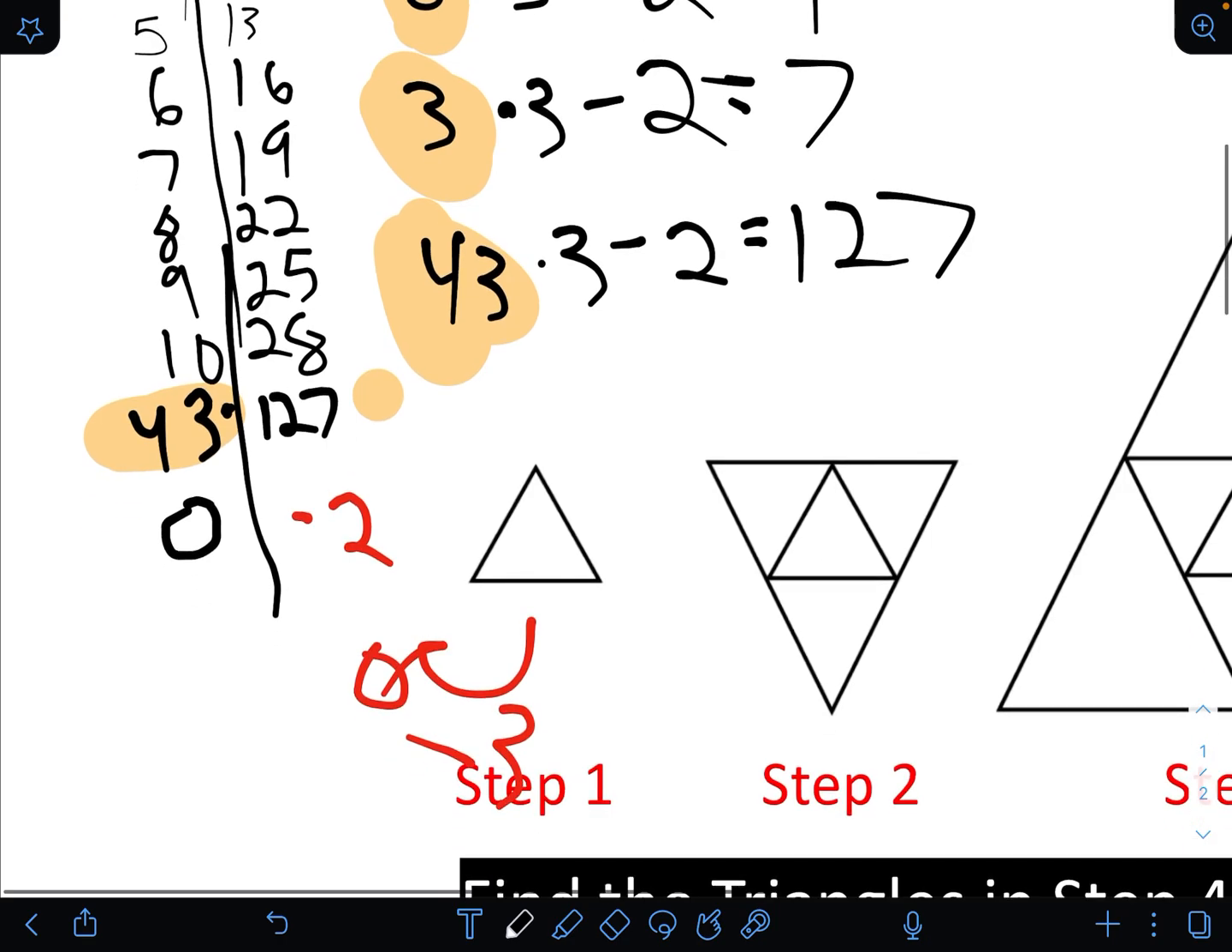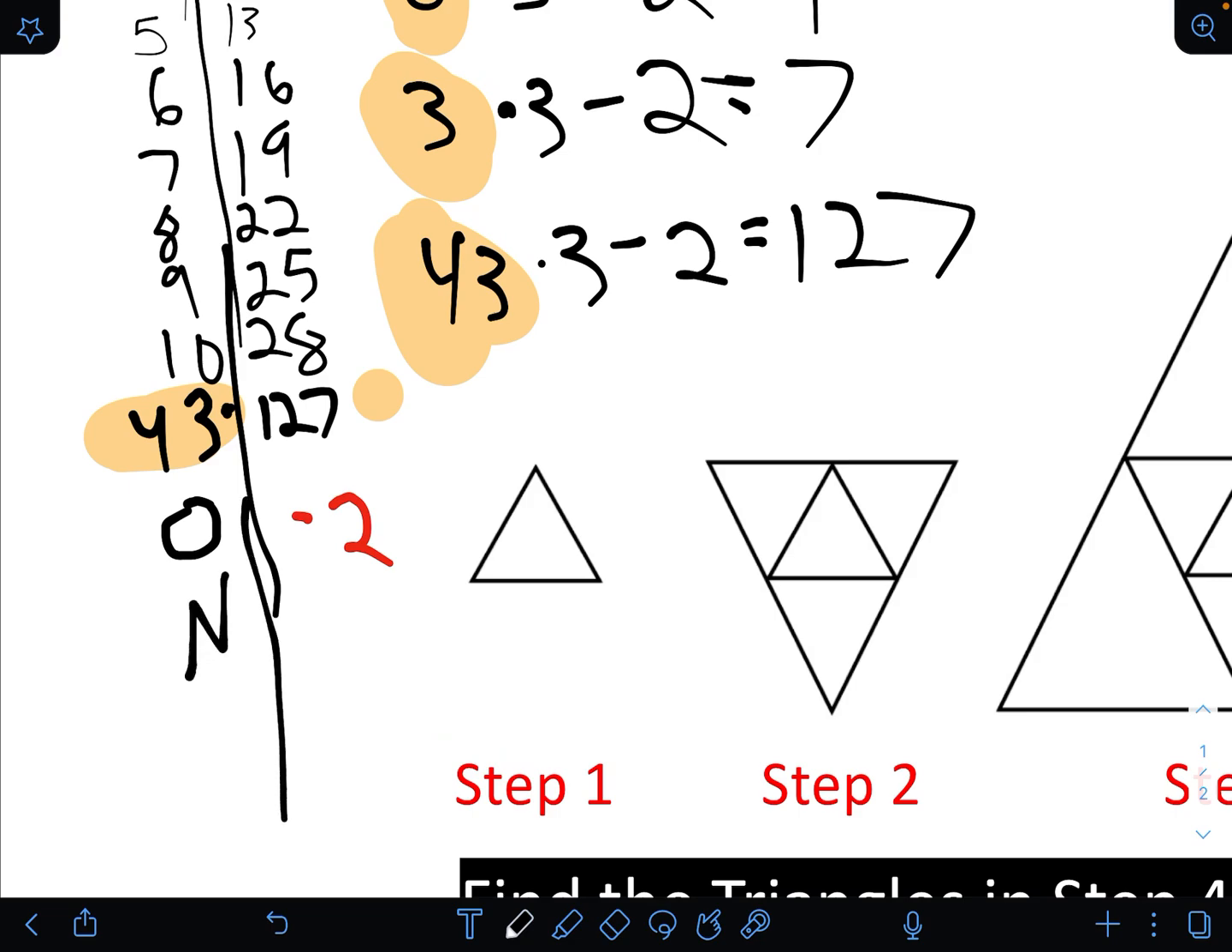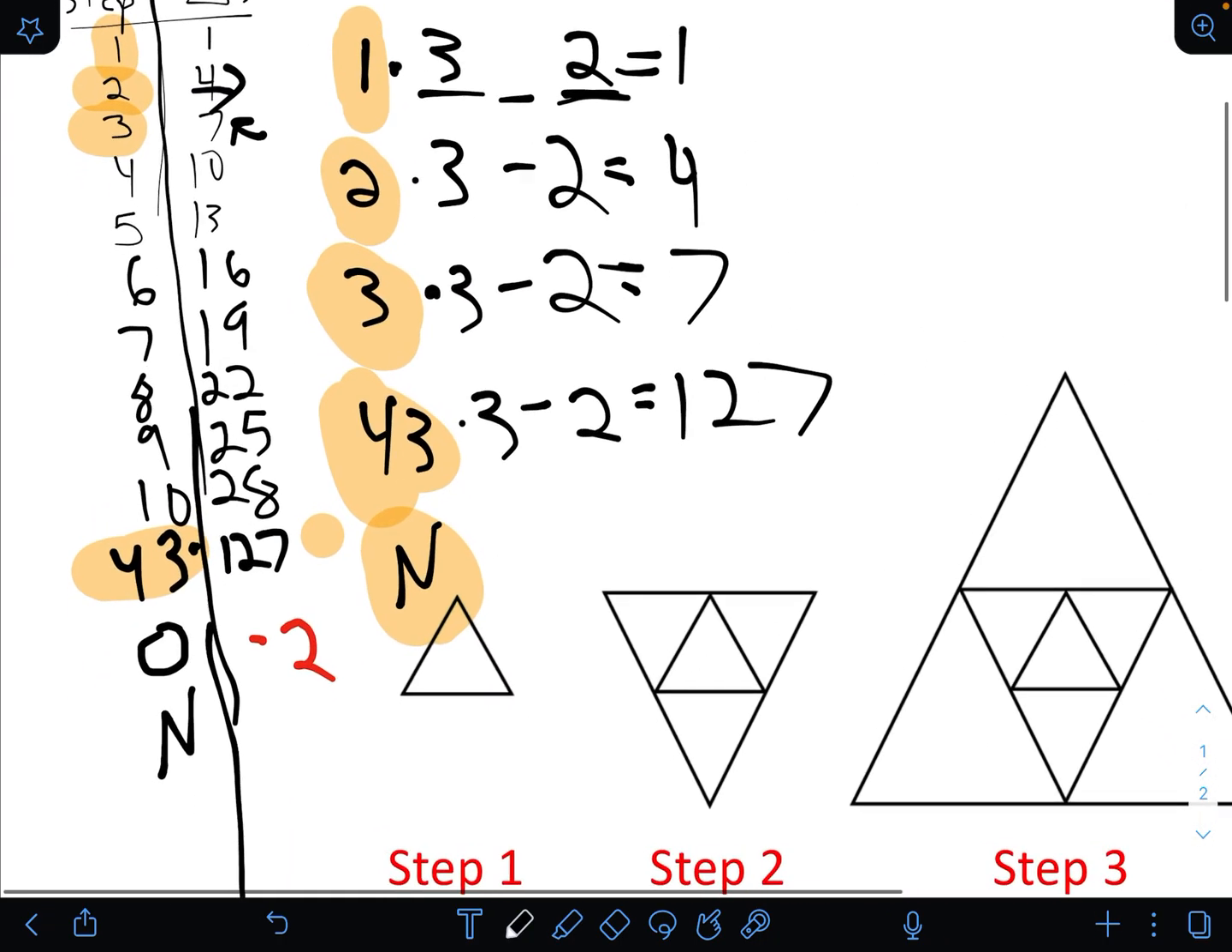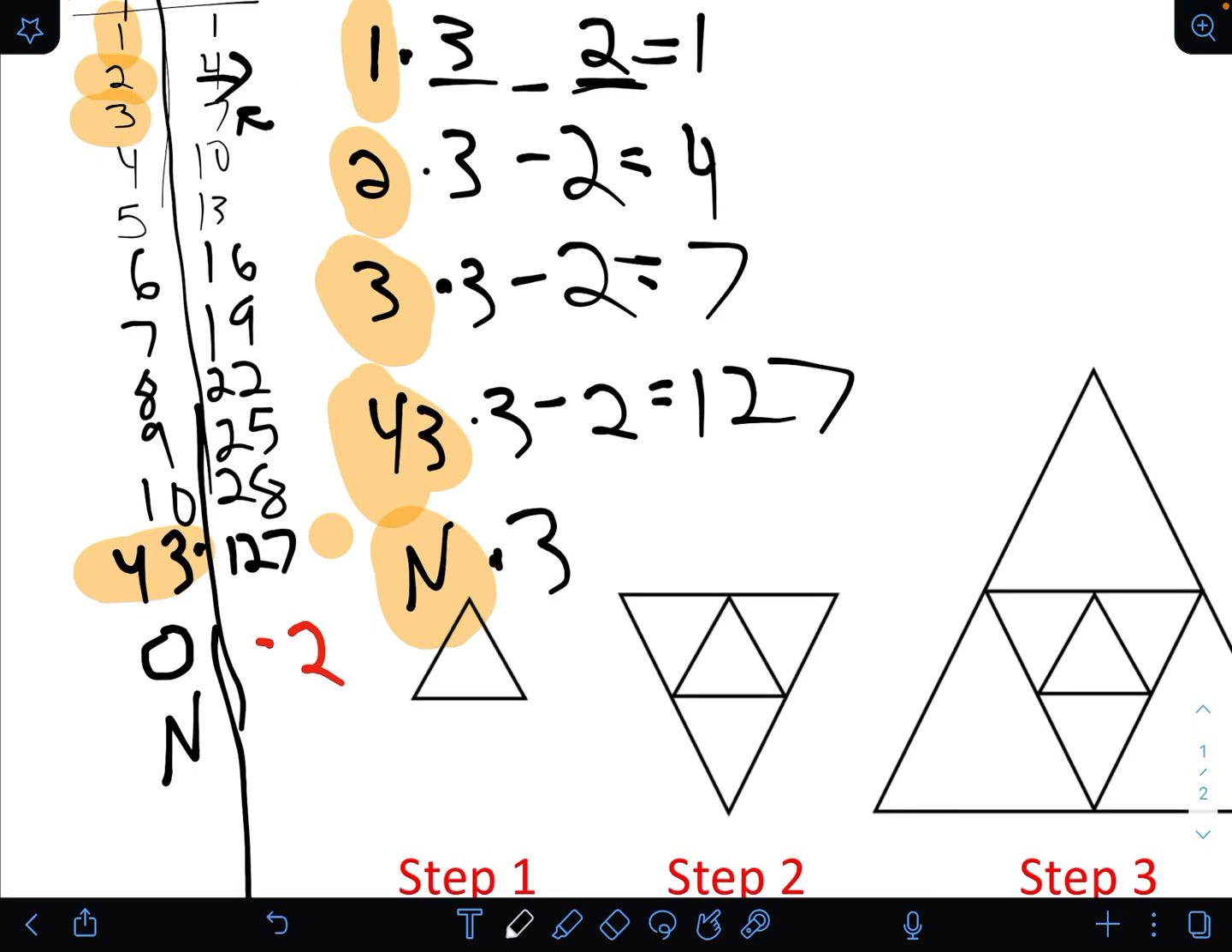Okay, now what if I have step n? Well, watch this. The n could be any number, but you can't set it as any number. It's a variable. So now you have n. We follow our pattern. We times it by 3. We minus 2. But I don't know what n is. So that's n times 3, but I don't know what n is. So I can't even multiply by 3 or minus 2.